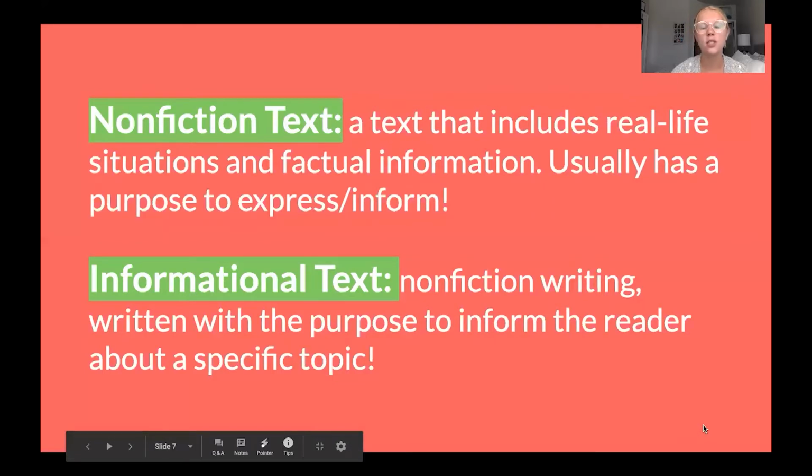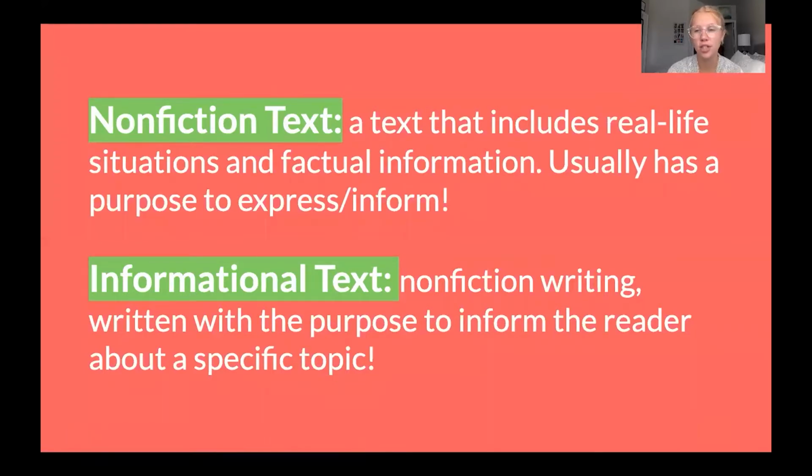So in our last slide, we spoke on nonfiction text and informational text. I just wanted to give you guys some quick definitions in order to fully understand where we can find firsthand accounts. So a nonfiction text is a text that includes real life situations and factual information. Usually has a purpose to express or inform. Informational text is a nonfiction writing written with the purpose to inform the reader about a specific topic.